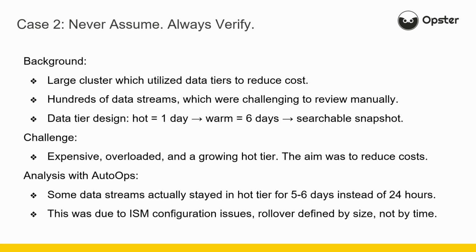So what we did, let me go back for a second. We analyzed it, and like I said, we found that some index streams were running for 5 and 6 days in the hot tier. When we analyzed it deeper, we found out that the index state management policy was not running as expected. Technically, they were rolling over the indices, but in some cases it rolled just by size and not by time, where you can do both.